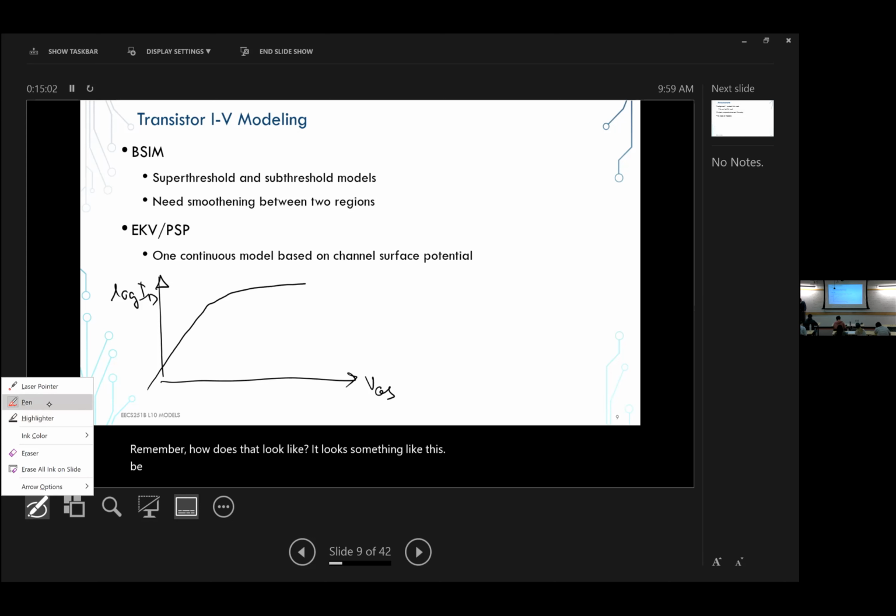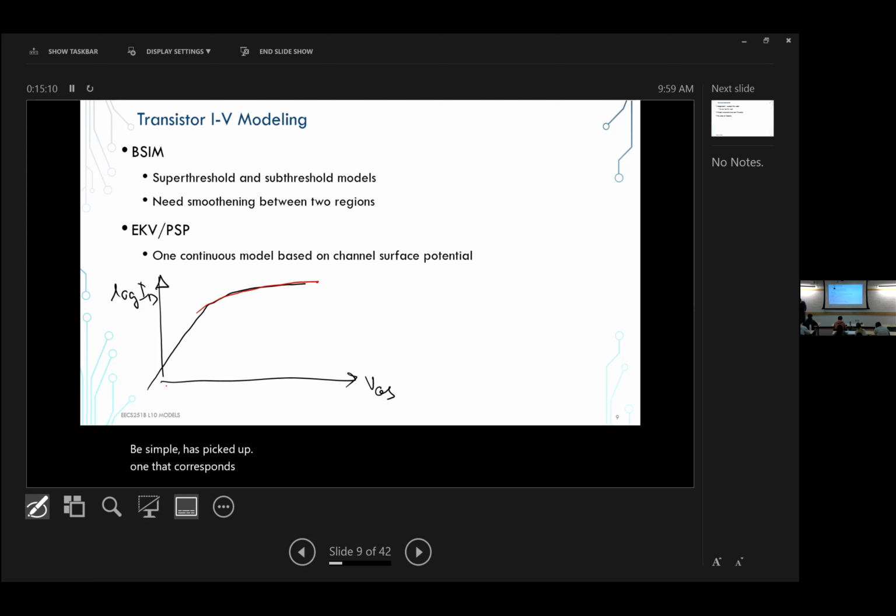BSIM has two separate equations, one that corresponds to superthreshold, and the other one that corresponds to subthreshold. EKV is a model that is able to model that as one continuous equation. What's the problem? That was the motivation for EKV replacing BSIM some 15 years ago. What's the problem of having two equations for subthreshold and superthreshold?